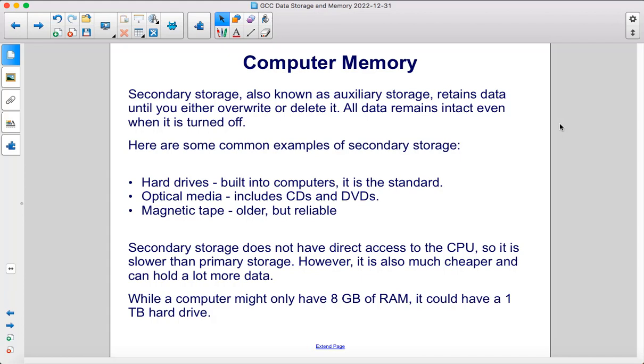Secondary storage does not have direct access to the CPU, so it is slower than primary storage. However, it is also much cheaper and can hold a lot more data. While a computer might only have 8 GB of RAM, it could have a 1 TB hard drive.